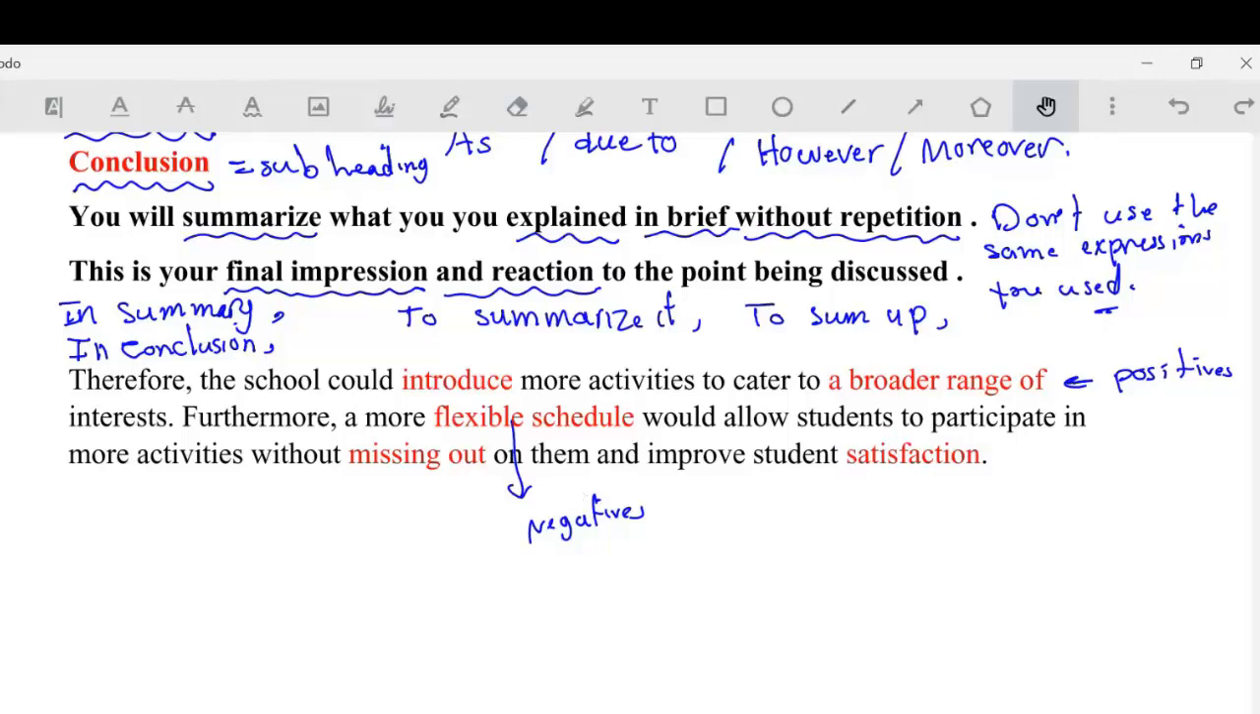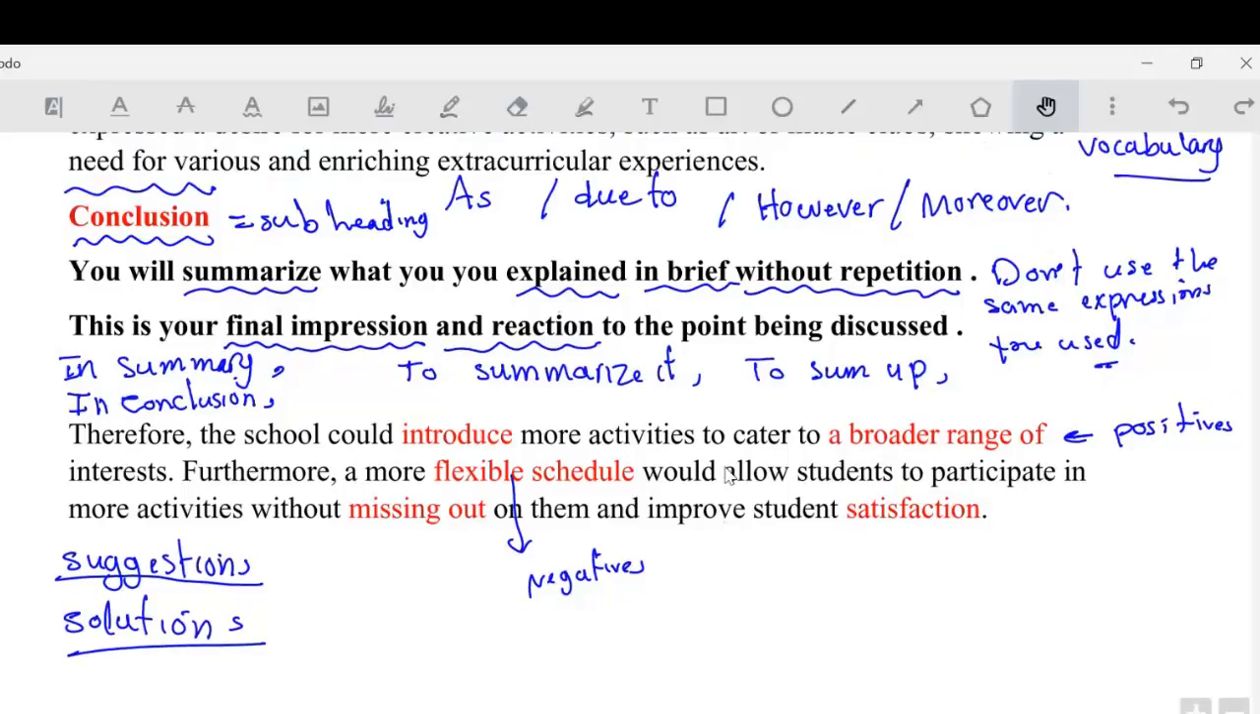satisfaction. Okay, so you can write also, instead of the word conclusion, the word suggestions, if you think this paragraph can be suggestions for the problem, or you can write solutions if you think the paragraph is considered as solutions. Okay? Great. Any questions about the structure now? No. All right. What matters is your language.